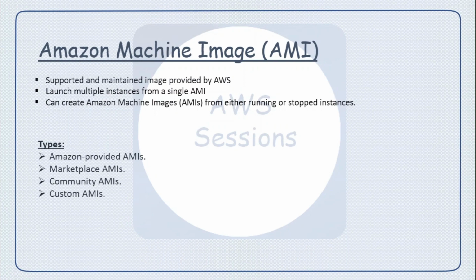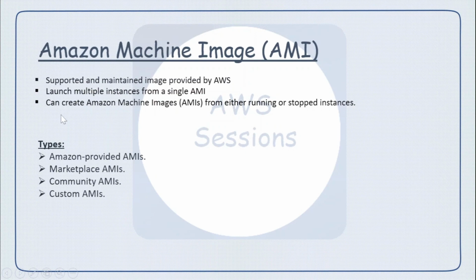So first of all, what is an AMI? Basically, these are supported and maintained images from AWS. So when you launch some EC2 instances, you need to create or select some AMIs. So these are supported and maintained by AWS. Secondly, you can launch multiple instances from a single AMI. Suppose you have some AMIs for Linux or Windows or Ubuntu. So you can use those AMIs to launch the instances.